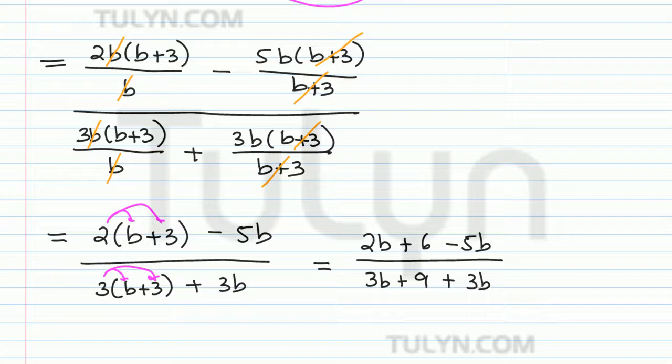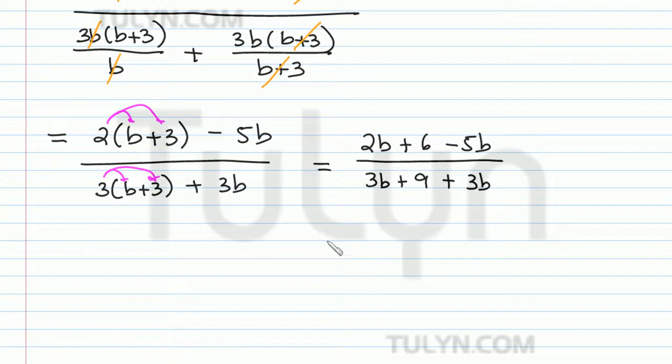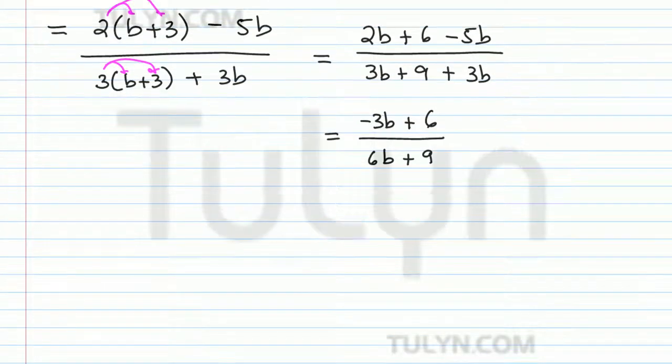in the denominator. And now combining like terms, 2b minus 5b is negative 3b plus 6, and then 3b plus 3b is 6b plus 9. Now that we have a rational expression, what we should do is try to factor something out to see if we can't simplify this any further.